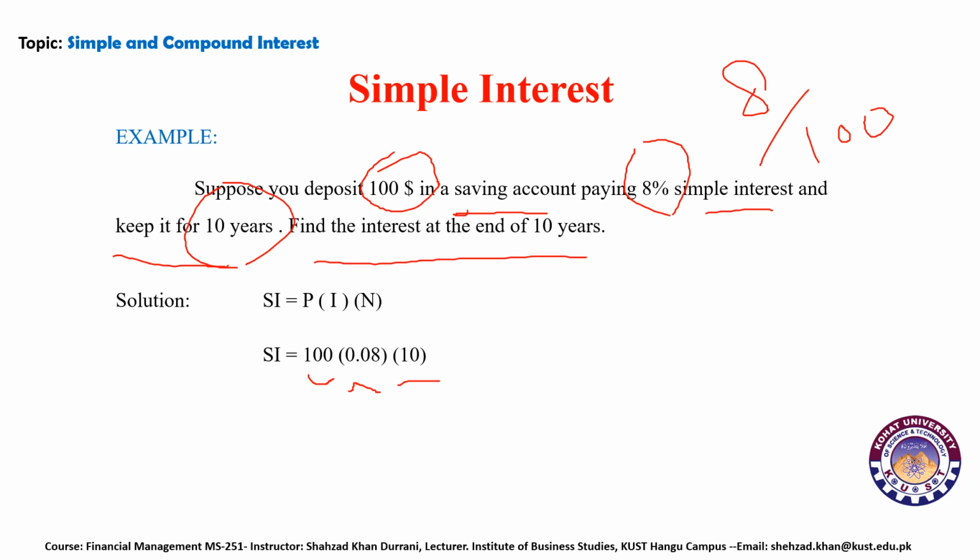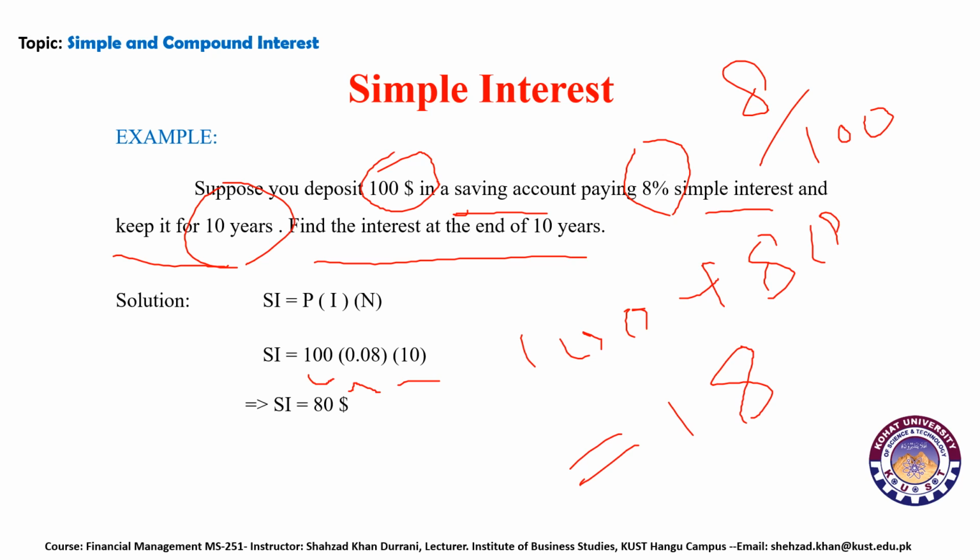After multiplication, you will get $80. So after 10 years, how much will you get? 100, the present value, plus 80 that you get from the interest. So the total you will get is 180. Clear?